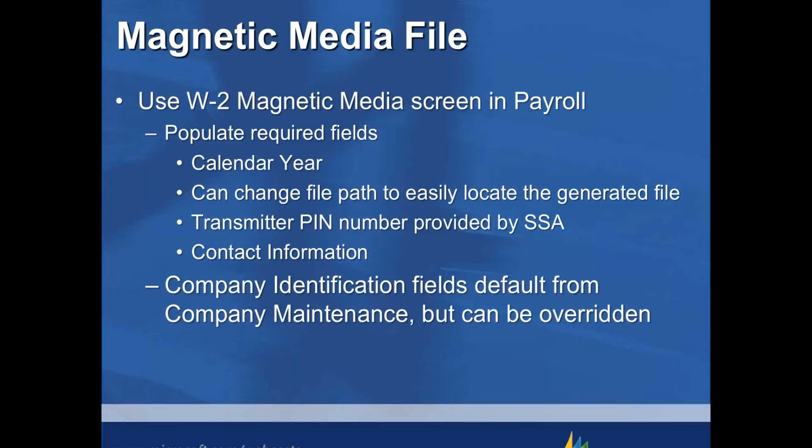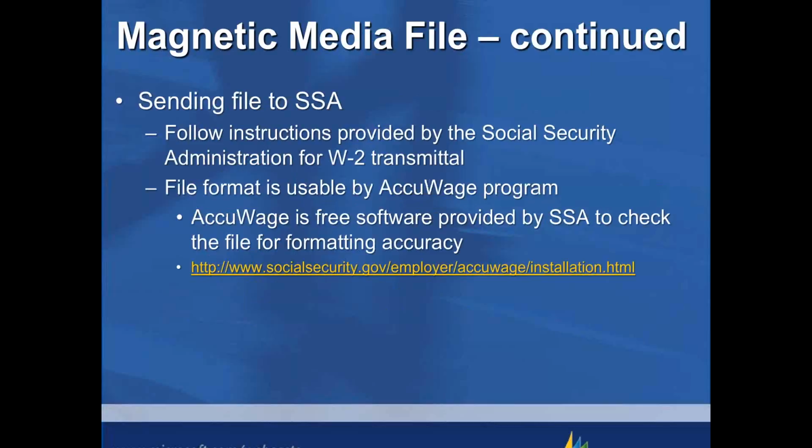Get the calendar year in there. You can change the file path to wherever you would like the file to be located that you'll upload to the government. Of course, you have to have your transmitter PIN number in there and your contact information. The company ID fields default from the company maintenance, but can be overridden. Sending the file to Social Security, follow instructions provided by Social Security. If you want to check the file format, you can use the free AccuWage program to take a look at that and make sure it's okay before you upload it.